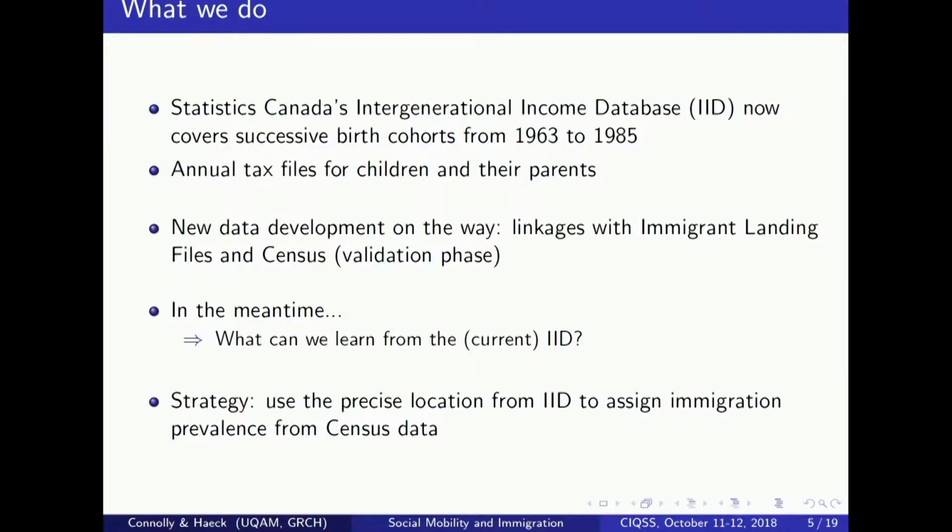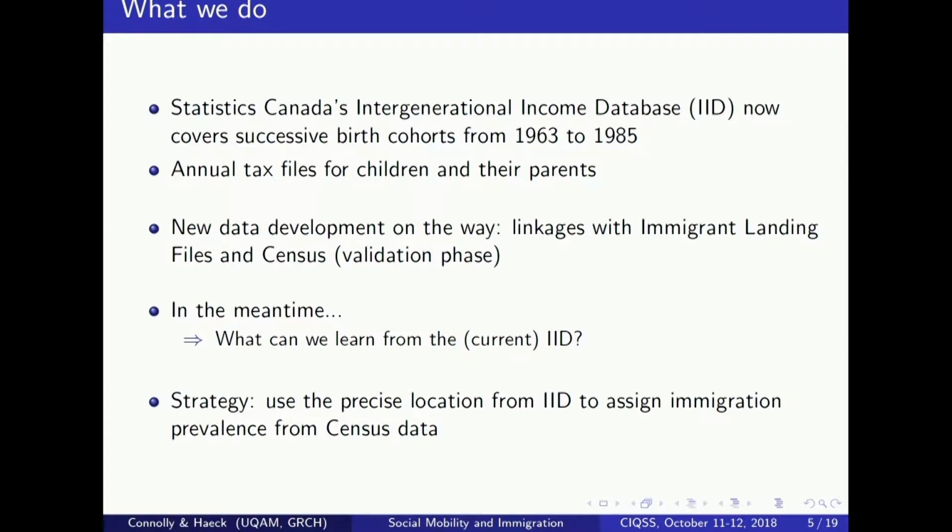So what we do is we exploit Statistics Canada's Intergenerational Income Database, or IID, which now covers the successive birth cohorts from 1963 to 1985. I've done some work with this before, and what we did in the recent past is we added more recent birth cohorts to the data. They're sets of annual tax files on children and their parents.